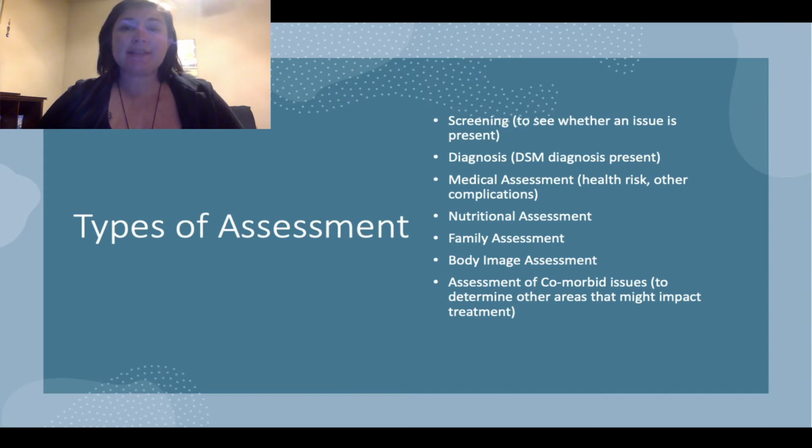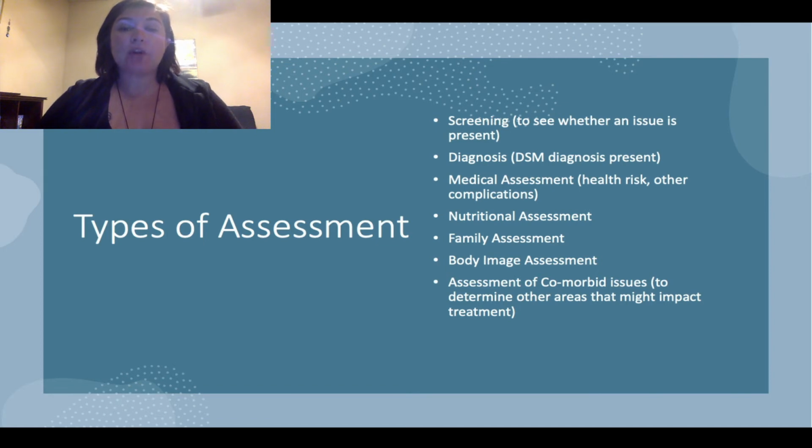Then there's a family assessment. This is where we might ask about their family, or even ask questions of their family, to understand more information about the patient or the client. There's a body image assessment. This helps us identify, do they have certain fears around body image and shape? Or do any of their eating behaviors vary because of their body image?